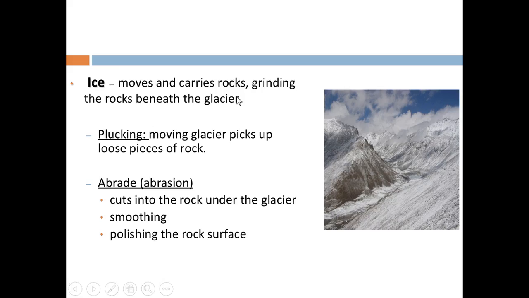Ice moves and carries rocks, grinding rocks beneath the glacier. Every time a moving glacier picks up loose pieces of rocks, it is called plucking. Sometimes abrasion can happen, wherein the ice cuts into the rock under the glacier, thus smoothing and wearing down the rock surface. As ice moves slowly down the hill, it is able to transport rock and soil particles that are embedded in it to a new location.